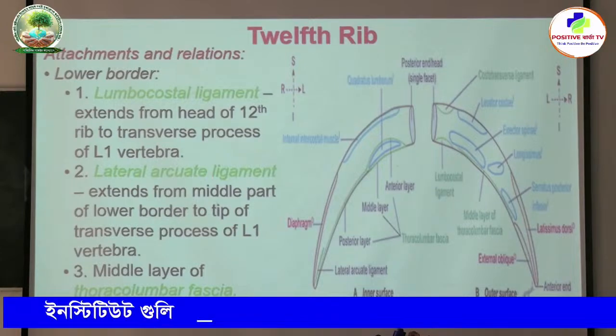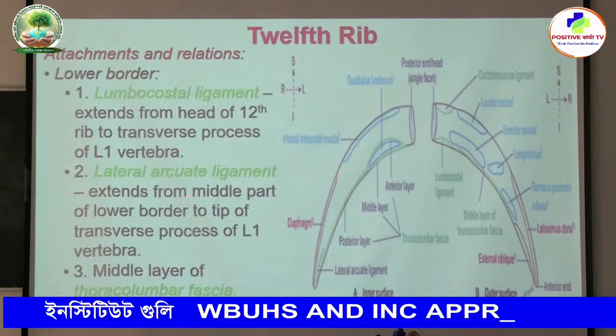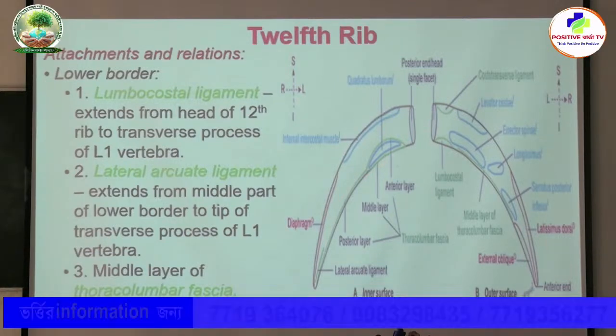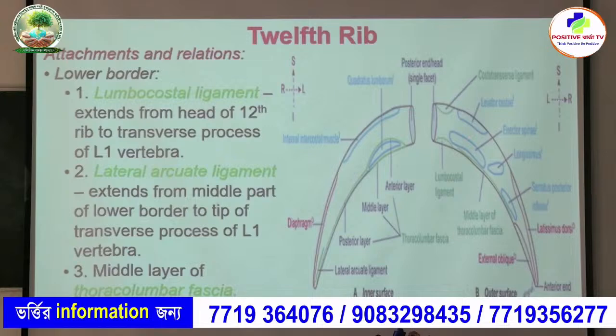Next is lateral arcuate ligament. It extends from the middle part of the lower border to the tip of the transverse process of L1 vertebra. Okay, almost nearly in this region. Attachment of lateral arcuate ligament. Middle layer of thoracolumbar fascia. Here is attachment of middle layer of the thoracolumbar fascia.